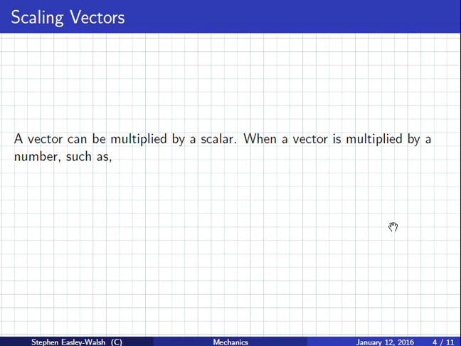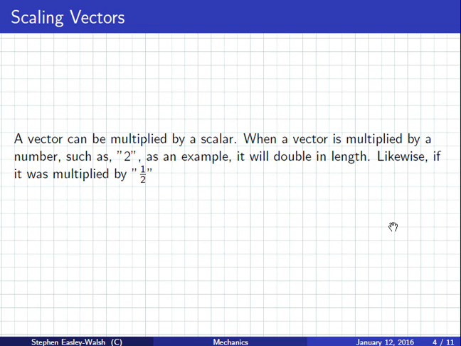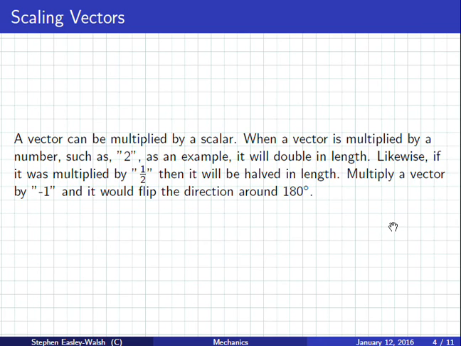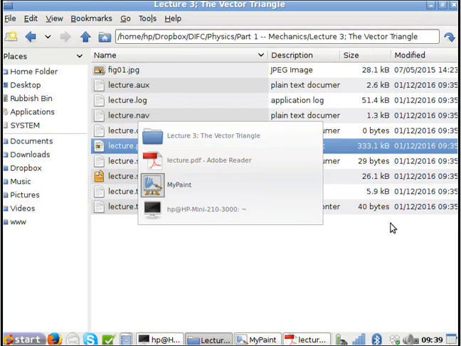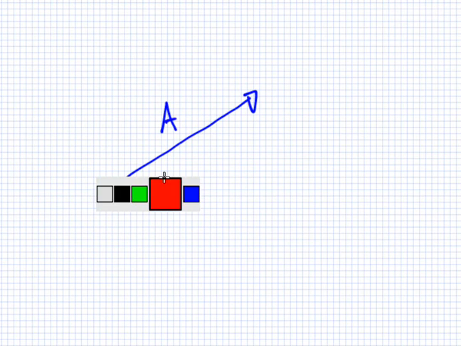Yeah. Okay. A vector can be multiplied by a scalar, by a number. When a vector is multiplied by a number, for example, if you multiply it by 2, it gets twice as big. So if you multiply by 2, as an example, it will double in length. Likewise, if you were to multiply by half, then it would be halved in length. And if you multiply a vector by minus 1, it would flip around 180.